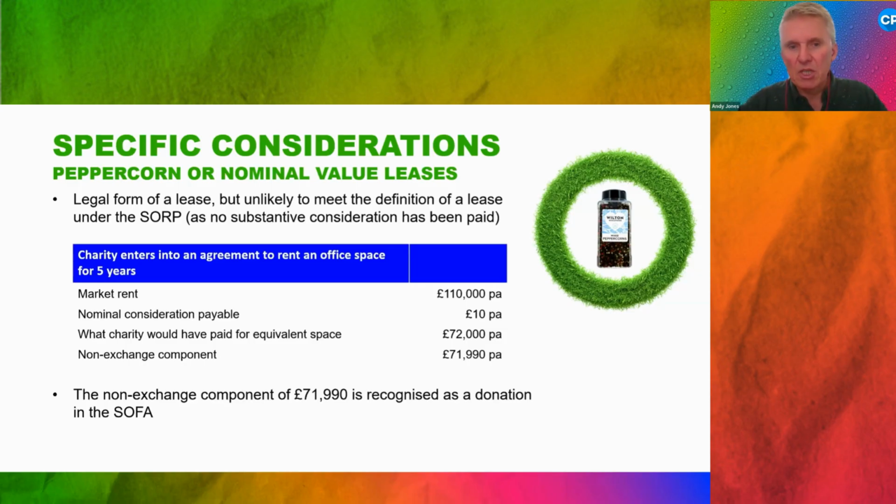Then the non-exchange component that you've got here is 71,990. And in that case, what you'd be doing is recognising that £71,990 as a donation in your statement of financial activities, donated income, donated rental expense. So if you've got these in your organisation, this is probably how you're accounting for them already. So it'll essentially be no real change.